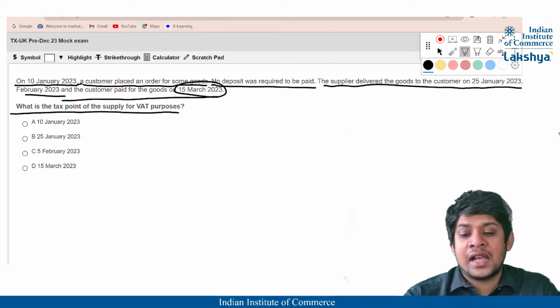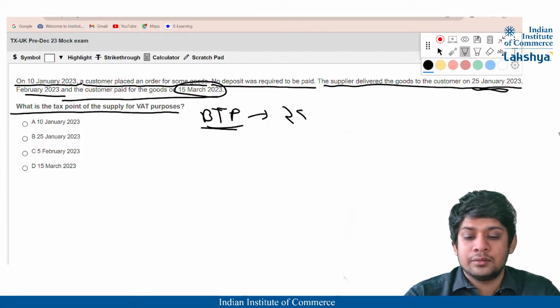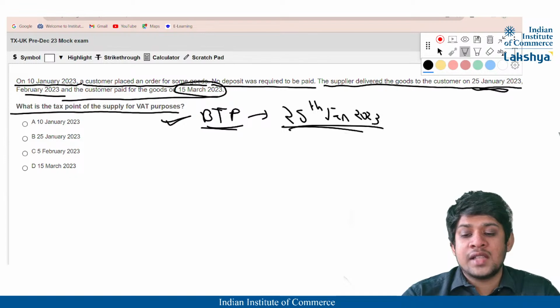So for VAT purposes, the tax point of supply usually is the dispatch date, right? Or the date when the customer has collected the goods, or the goods are delivered to the customer. So that is known as the basic tax point, right? BTP, basic tax point. Now, basic tax point is nothing but the date on which the goods are delivered to the customer, or if dispatch was mentioned here, then dispatch, right? So 25th January is that date, right? So your basic tax point is that.